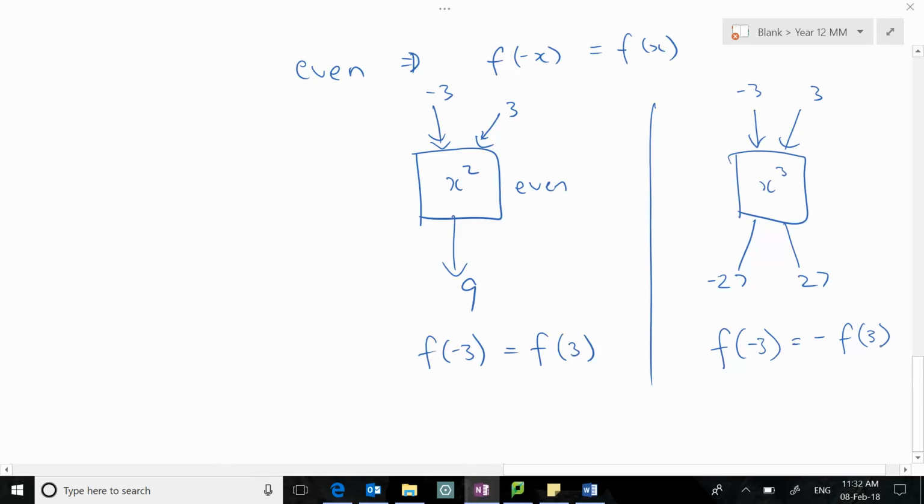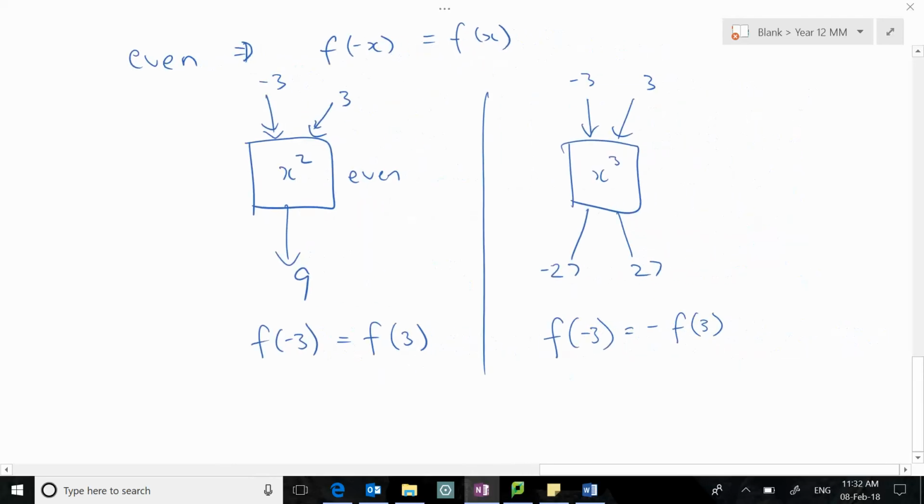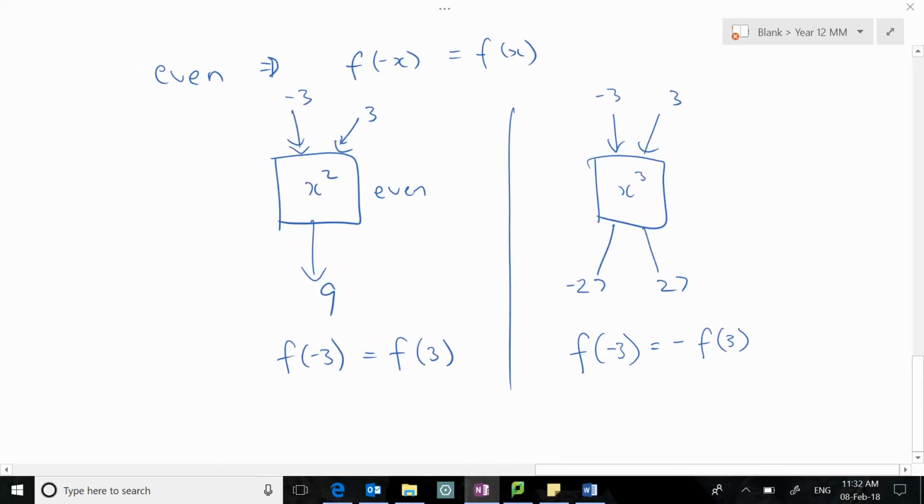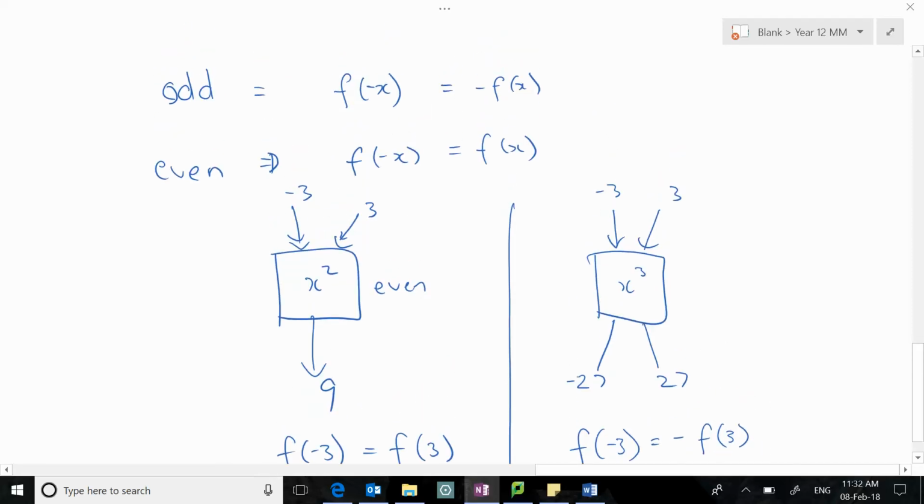That makes sense, because f of, well, I'll just move it across here. See, f of 3 equals 27. You put a negative in front of it, it's -27. It makes sense that -3, if you put it into x cubed, that's -27. See, this equals -27. This equals negative of f of 3, which is 27. That means the same thing. That's what that mathematical definition is trying to say. Now, if it doesn't fit in either of those, it's neither.